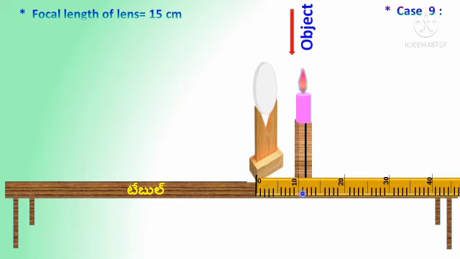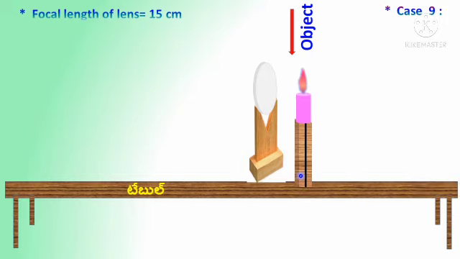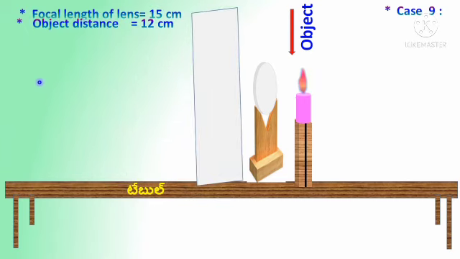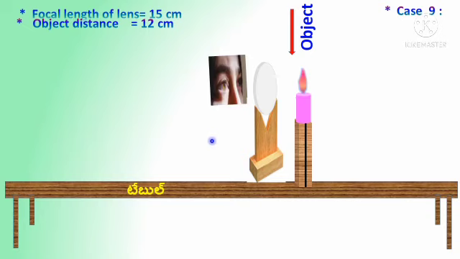Now, where can we find the image? See here. Already we learned that the object distance is 10 centimeters and the focal length of the lens is 15 centimeters. Then bring the screen from left to right. That is also very near. No image on the screen. Where can we find that image? It is formed on the object side only. The image formation will come on the object side only. That is different from all the other cases.